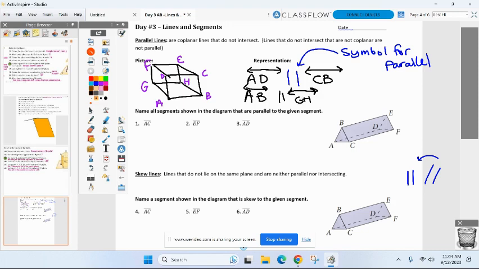All right, you guys are on your own now. Give me a line that's parallel to each of those 3 in my diagram. AC, EF, and AD. Find a line that's parallel to each of them in my diagram. Give you about a minute.